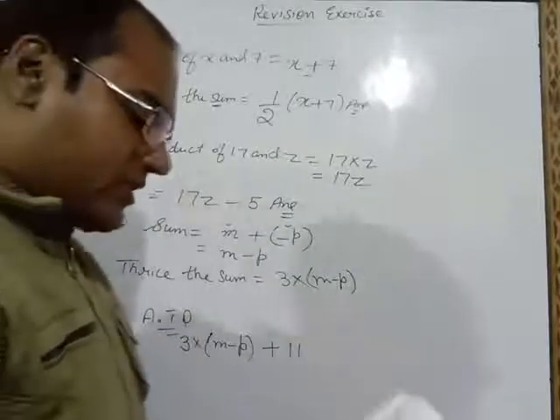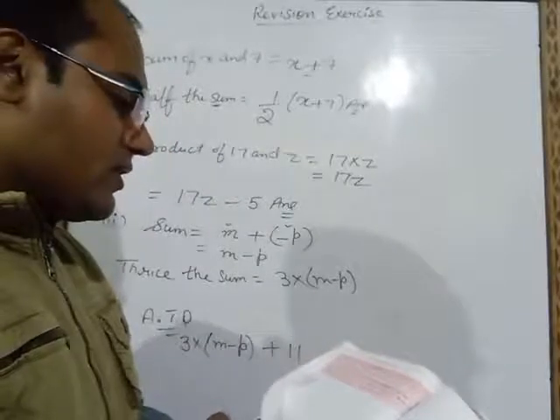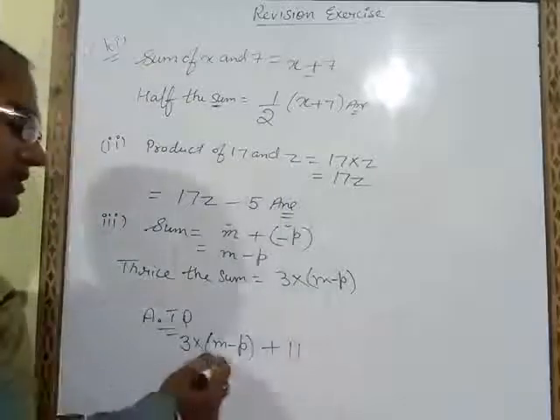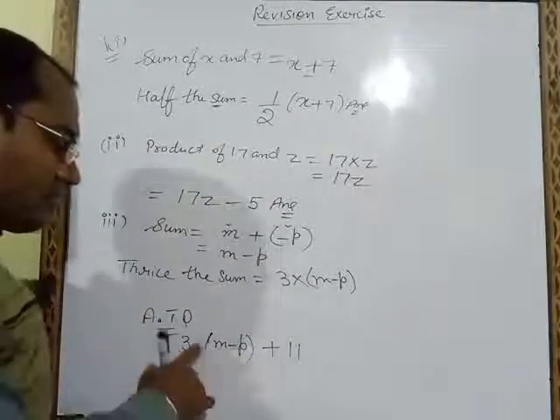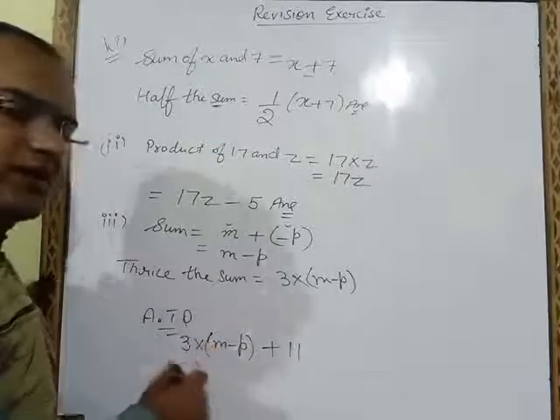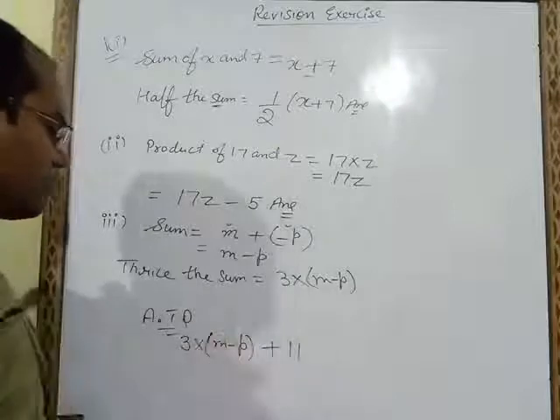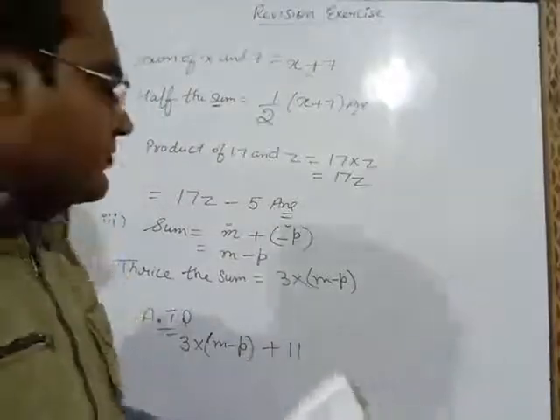In your answer sheet, what is given? In your answer sheet, 3m minus p plus 11, like this only it is given, the multiply sign is not there, so it's your choice. Bracket means multiply only, it's your choice whether you put a multiply sign here or not. So like this you have to do question number first, third part. Now see the fourth part.